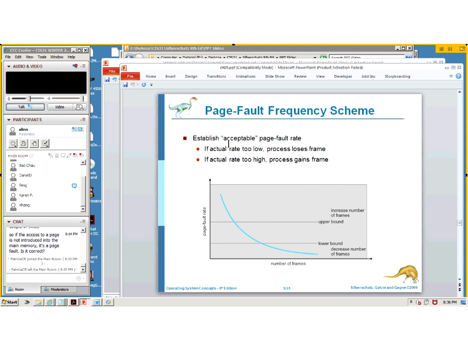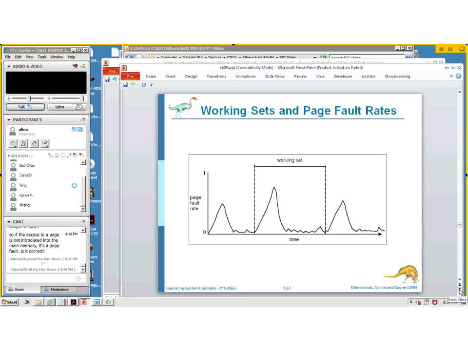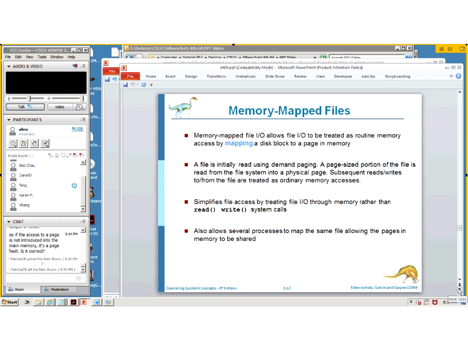And then you can get the concept of looking at page fault rate. What's the page fault rate? You establish an acceptable page fault rate, whatever that is. If the actual rate is too low, the process loses frames. If the actual rate is too high, the process gains frames. In other words, you want to find the right mix where the process doesn't do a lot of page faults. It stays within the page faults that you've set. And it's okay to have page faults. So you can change your working set, how many page frames you're going to allocate over a period of time, based on your page fault rates. If you're faulting a lot, you may give it a few more pages. And that works pretty well. Oh, he does talk about memory mapped files here.